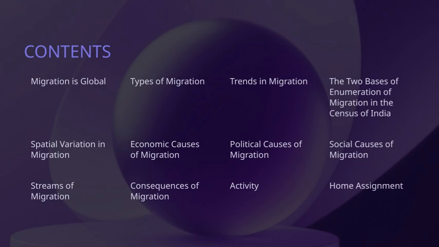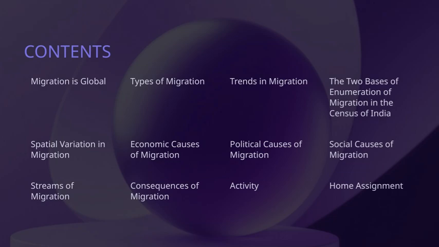Moving forward, we'll examine the political causes of migration, such as conflicts, policies, and governance issues, that often drive people to move. Then, we'll analyze trends in migration over time, identifying patterns and shifts in migration behavior. We'll discuss the consequences of migration, both positive and negative, on individuals and societies. After that, we'll consider the economic causes, like job opportunities and income prospects, that motivate people to migrate.